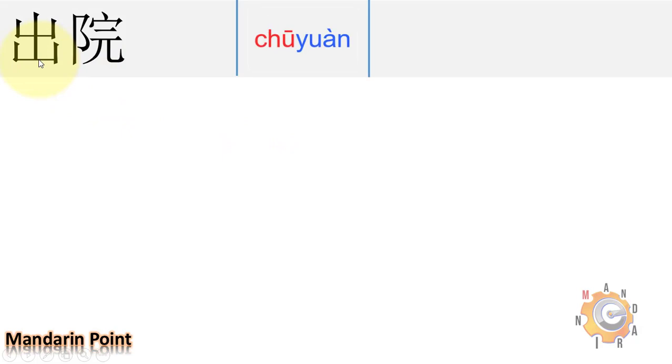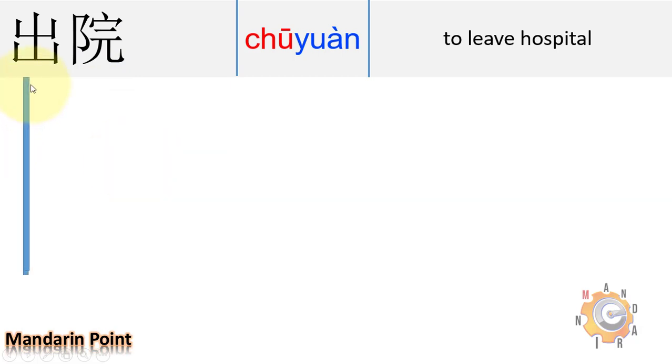Chuyuan, which means to leave hospital. On left side it is very simple character chu, which means to go out, while this one is yuan, which means courtyard. So to go out of courtyard or to go out of hospital means you are leaving hospital or you have been discharged from hospital.